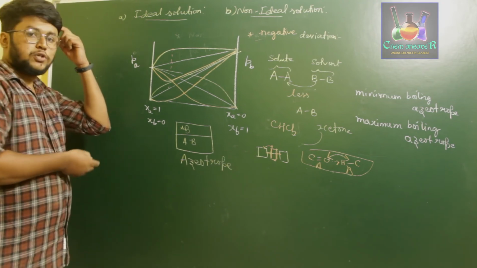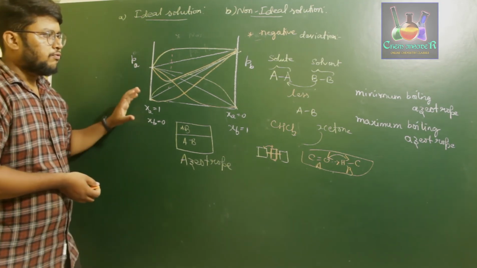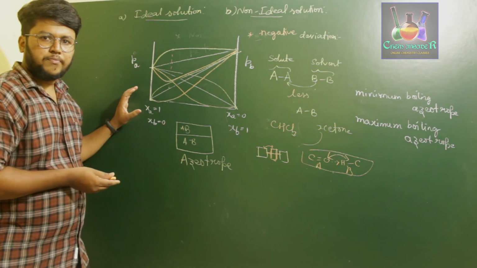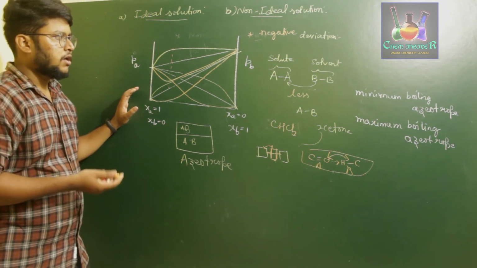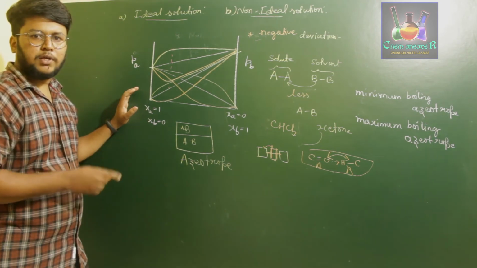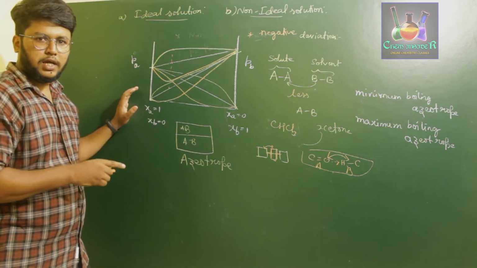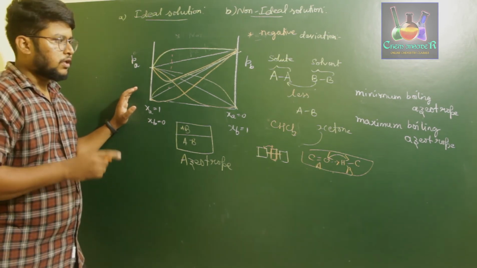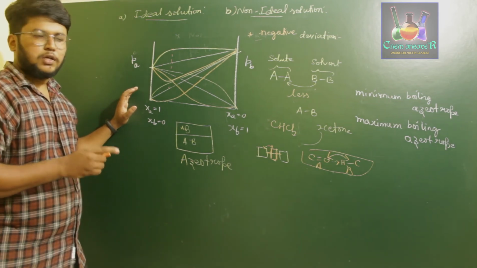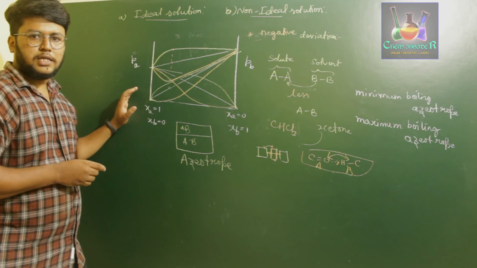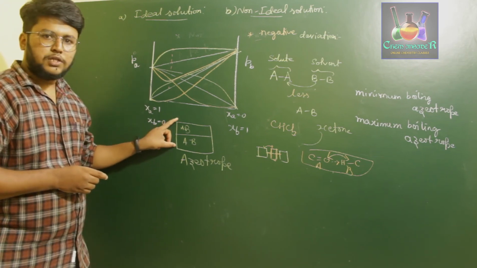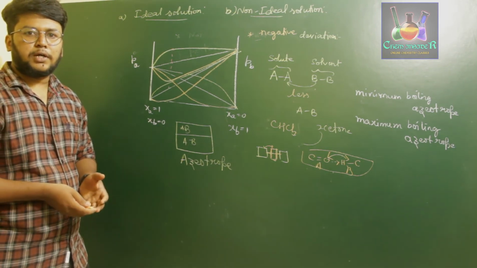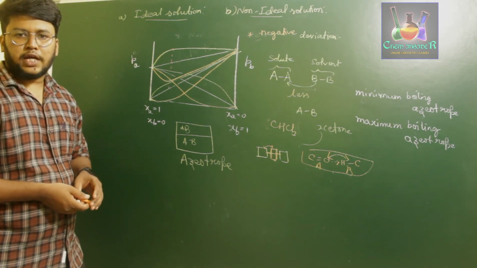That is nothing but the positive deviation ideal solution. If you observe the positive deviation ideal solution, AB breaks down easier as they have a lesser interaction when compared to AA and BB. AB has lesser interaction when compared to AA and BB, so they tend to form their vapor phase easier. Therefore positive deviation ideal solutions are nothing but examples of minimum boiling azeotropes. They obtain this azeotropic condition at a low boiling point because they have very little interaction when compared to their solute-solute and solvent-solvent interaction.